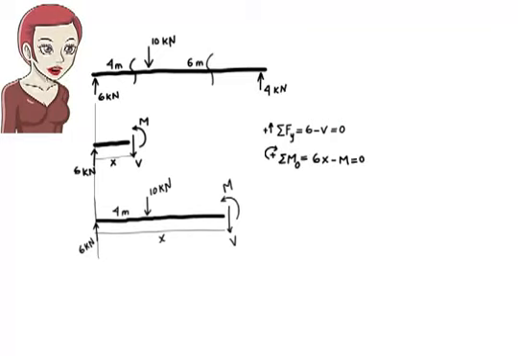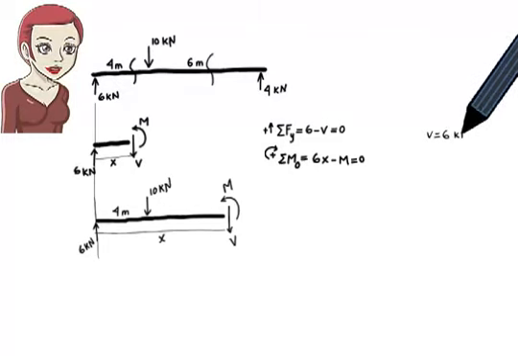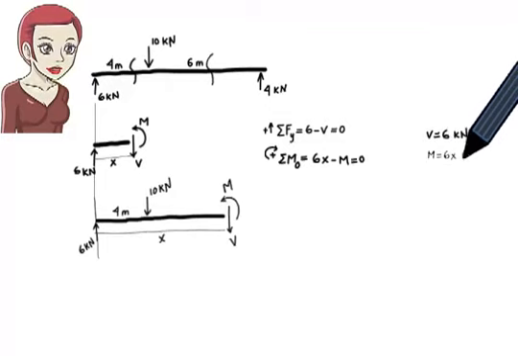Solving the first equation for V, we get V equals 6. Solving the second equation for M, we get M equals 6x. Since these equations are written for segment AB, they are valid only for x between 0 and 4.